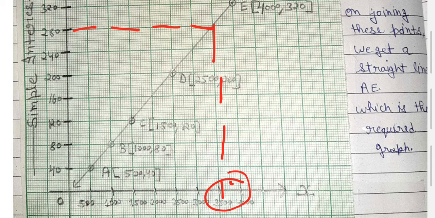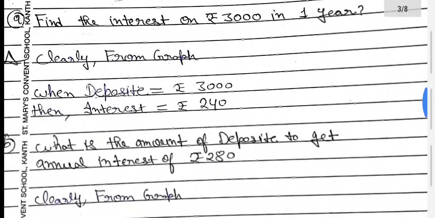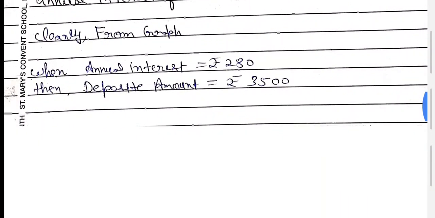So when the interest is 280, from the 280 you make a straight line with the help of a scale. When it cuts the graph, then come on the downside, and it will become 3500. So right here, clearly from the graph, when the annual interest is 280, the deposit amount is rupees 3500. So this is your answer. There is no need to calculate or use any formula. Directly from the graph you have to find the value.